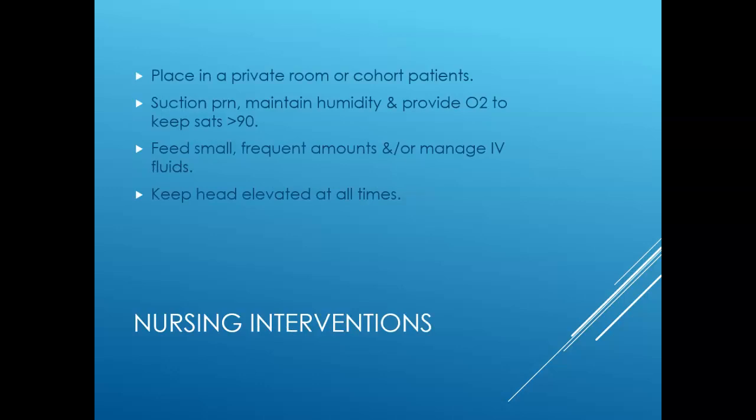So, some nursing interventions. You're going to place them in a private room typically, or in a cohort room, which I had mentioned previously on the other slide, that we want those children to be separated from other children who are sick in the hospital. If we are going to have them with another patient, that patient also has RSV. We're going to suction as needed, maintain humidity, and provide O2 to keep the O2 sats above 90.